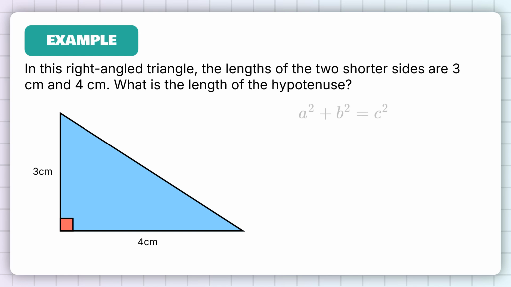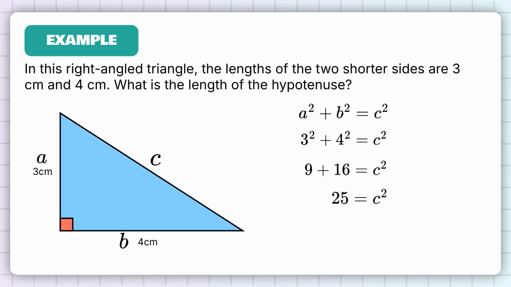First, recall Pythagoras' theorem. a squared plus b squared equals c squared, where c is the hypotenuse and a and b are the other two sides. Let's substitute the known values into the equation. So we can write 3 squared plus 4 squared equals c squared. We then calculate the squares to find 9 plus 16 equals c squared. Adding these values, we get 25 equals c squared. To finish our calculation, we take the square root of 25, which gives c equals 5. So the hypotenuse is 5 centimeters.